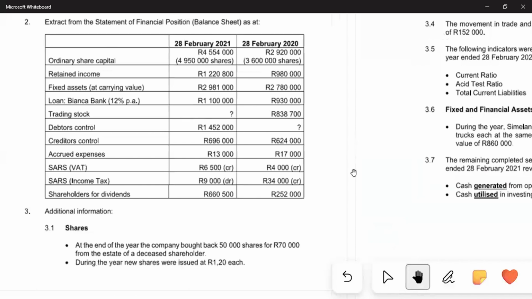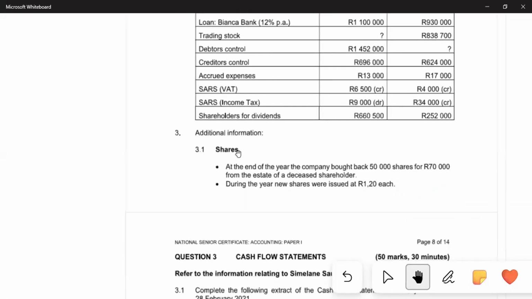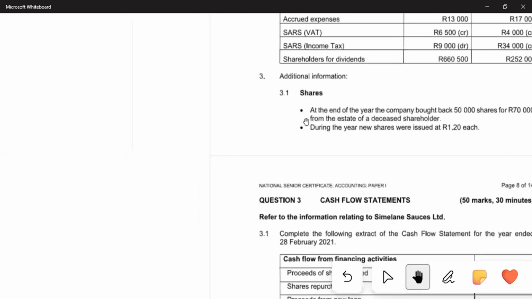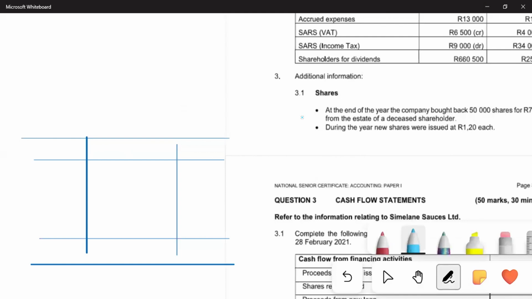So I'm going to go to the information that has to do with shares. Most of the time, you would need to prepare your ordinary share capital note, so I'm going to draw this here on the side. Remember, here it's your number of shares, and here's the value of those shares. And we would always have our ordinary shares at the beginning, as well as our ordinary shares at the end.